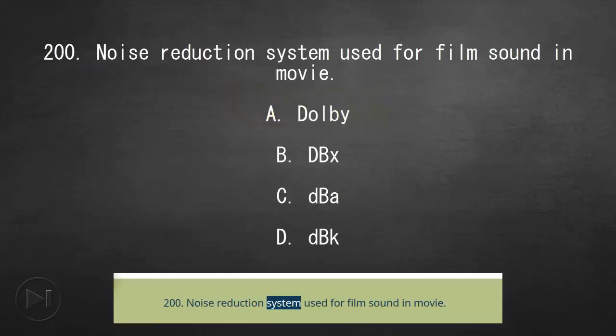200. Noise reduction system used for film sound in movies. A. Dolby, B. DBX, C. DBA, D. DBK. Answer, A. Dolby.